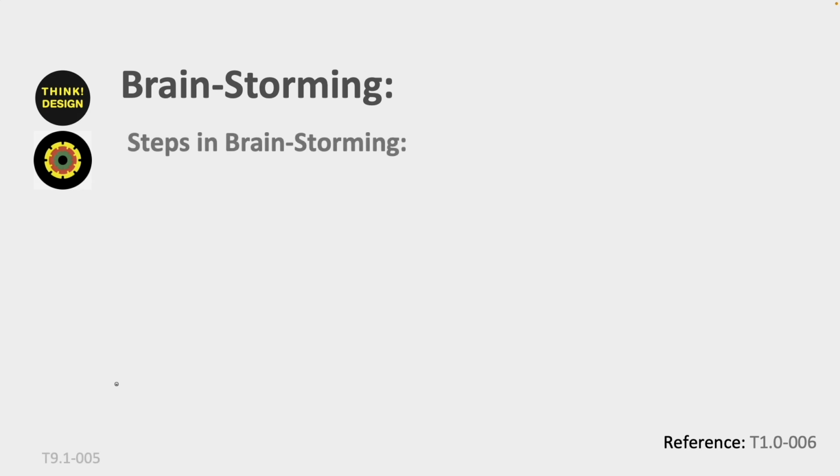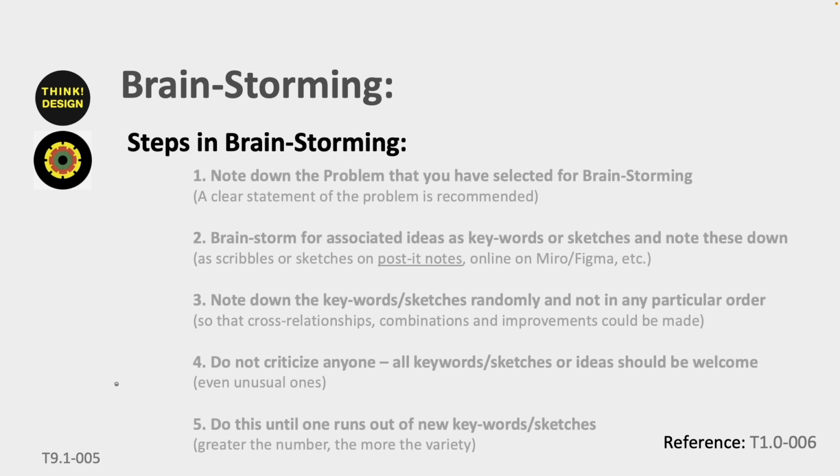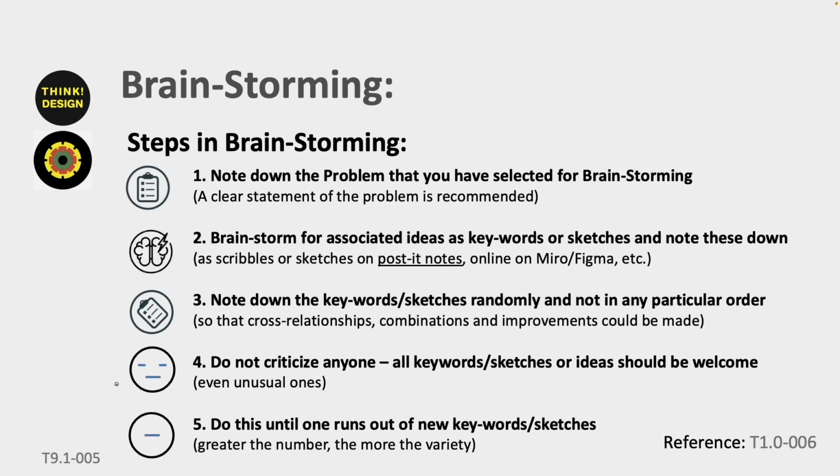So let's look at steps in brainstorming. Note down the problem statement that you have selected for brainstorming. A clear statement of the problem is recommended, which we have done in week 8. Brainstorm for associated ideas as keywords or sketches. You can also sketch them. Note this down. You can do it as scribbles or sketches or use post-it notes, or you can use online tools like Miro or Figma. Whatever is convenient, please make use of it.